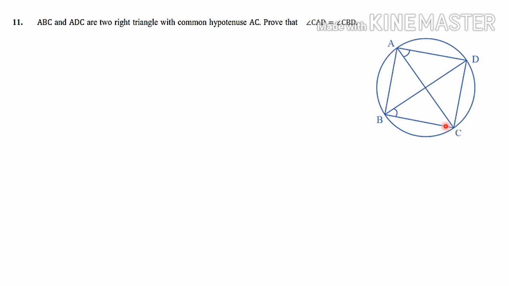Hypotenuse AC, in the sense hypotenuse is the longest side. So the angle opposite the hypotenuse is 90 degrees. Means angle B is 90 degrees here. Here angle D is 90 degrees. Since AC is the hypotenuse, the opposite angle is 90 degrees. So angle D is 90 degrees.